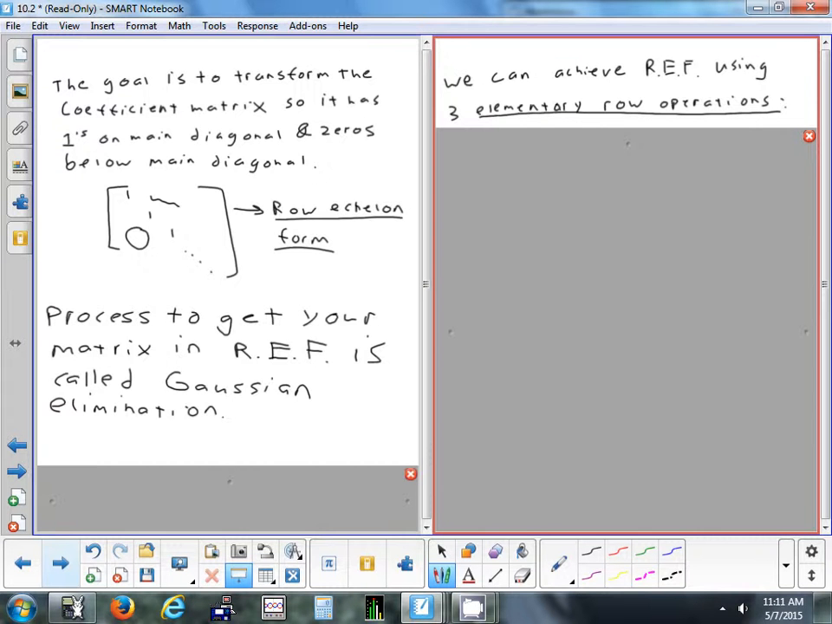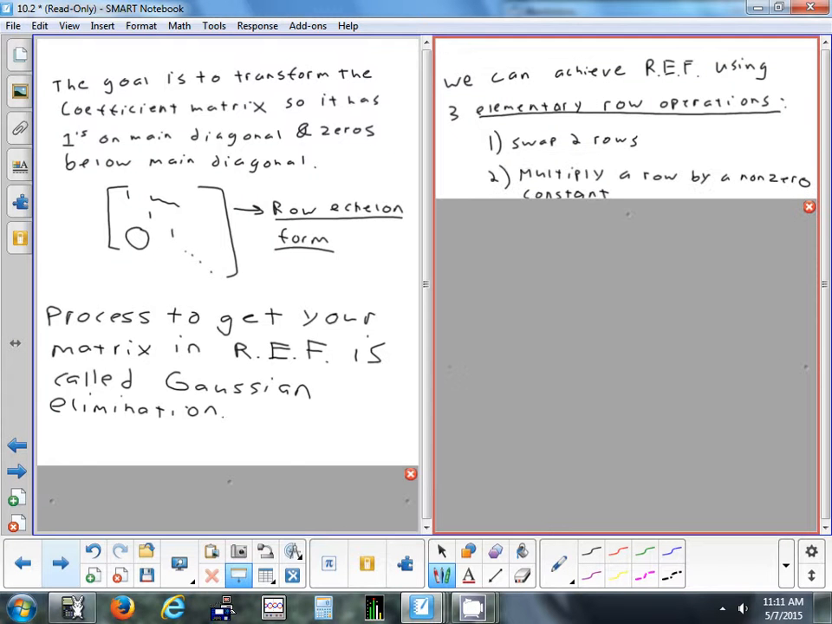Okay, so when you're doing Gaussian elimination, you're only allowed to do 3 things to your rows. One thing you can do is take 2 rows and swap them. If you don't like where they are in the matrix, you can take row 1 and row 2 and switch them around. Another thing you can do is multiply a row by a non-zero constant, everything in that row.